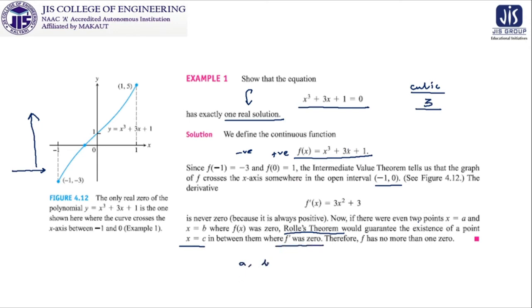So if there are 2 points a and b for which f is 0, that means their functional values are the same. So Rolle's theorem will give you a point c where f'(c) is equal to 0, but we already got the clue that f'(c) will not be 0 within this range, because f'(x) is 3x squared plus 3, which is always positive for all possible values of x. So we get that there will be no more than 1 zero. So only one real solution will be there. Look at this. This is not the proof of Rolle's theorem, and not the direct verification of the function for Rolle's theorem, but this is a very important application of Rolle's theorem through which we can guarantee how many roots there are.